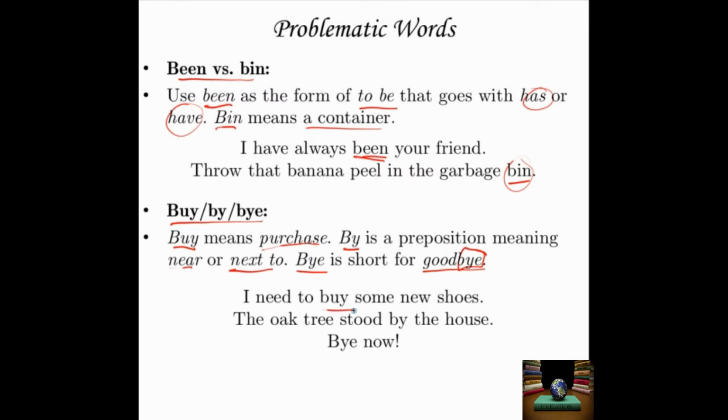So, I need to buy some new shoes with a U. The oak tree stood by the house, always used in a prepositional phrase. If you've forgotten what a prepositional phrase is, go see the lesson on prepositions. And by now, again, we use the form that's part of the word goodbye.